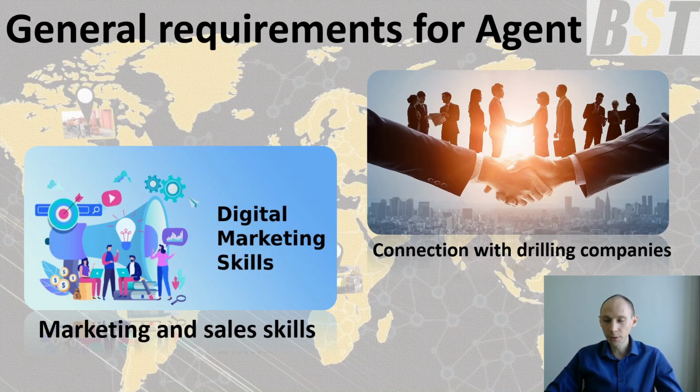So actually it is called networking. So you should have a lot of people you know in order to communicate with them and in order to close the deal as soon as possible. So in order to be a productive agent, ideally you need to possess all of these skills.